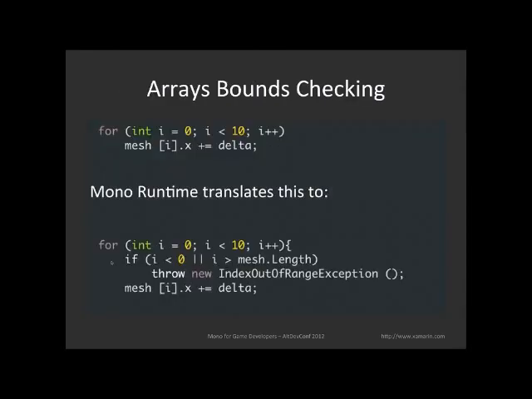Now, I told you about array bounds checking, about shooting yourself in the foot. What happens is that to guarantee the safety of the environment, a typical loop like this in C# is actually translated into the code below. That means that we need to validate that the value of i is within the range of the values in the array so that you don't accidentally overwrite memory in your process. So that can slow down your code, because every time you access an array element, we need to generate that code.